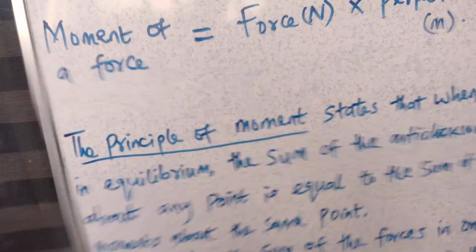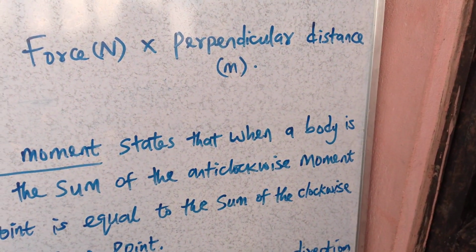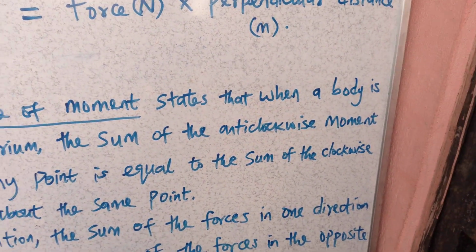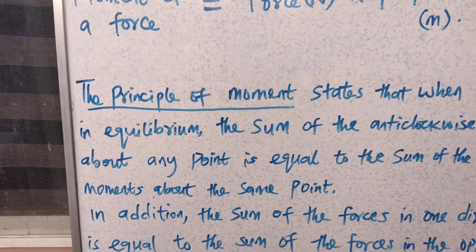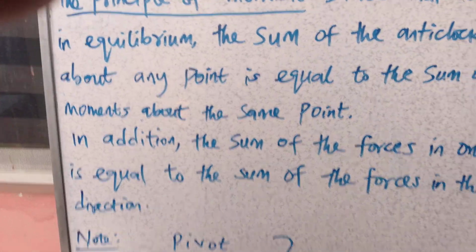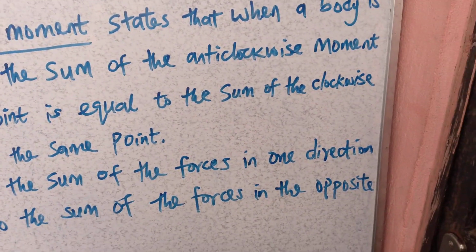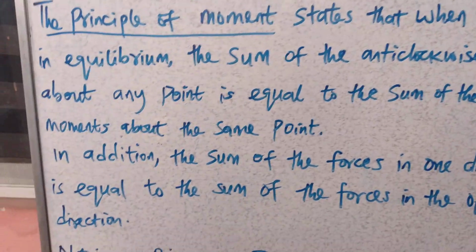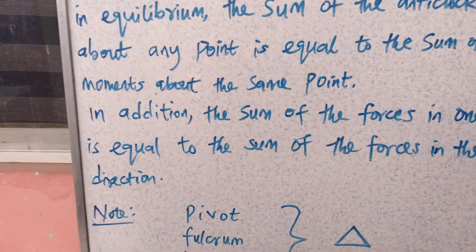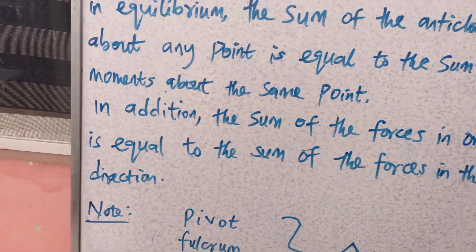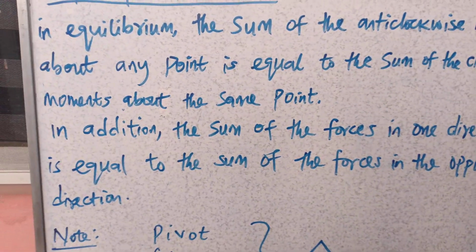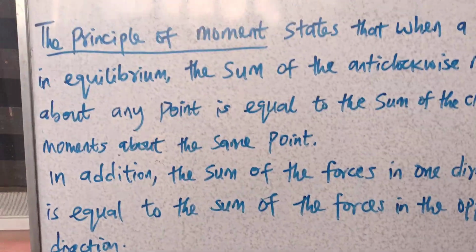Now we look at the principle of moment. The principle of moment states that when a body is in equilibrium, the sum of the anticlockwise moment about any point is equal to the sum of the clockwise moment about the same point. In addition, the sum of the forces in one direction is equal to the sum of the forces in the opposite direction. That means you can say upward force is equal to downward force. Okay, so that is the principle of moment.